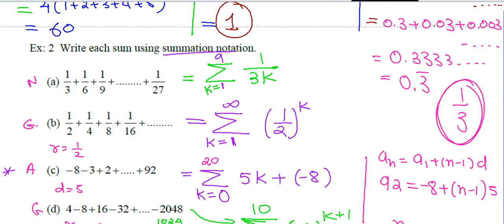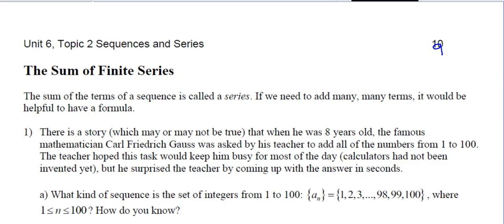So let's see what do we have today. Find page number 9 in your packet and make sure you take notes while you watch this video. We are going to talk about the sum of a finite series. Finite means a finite number of terms in the sum.